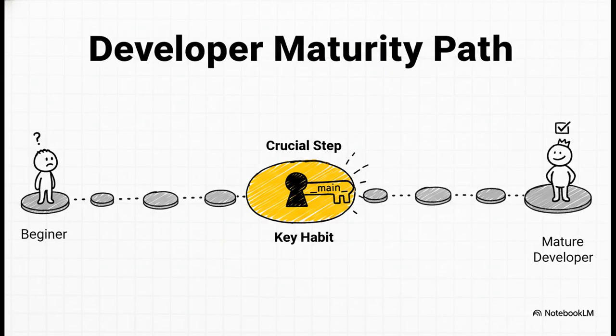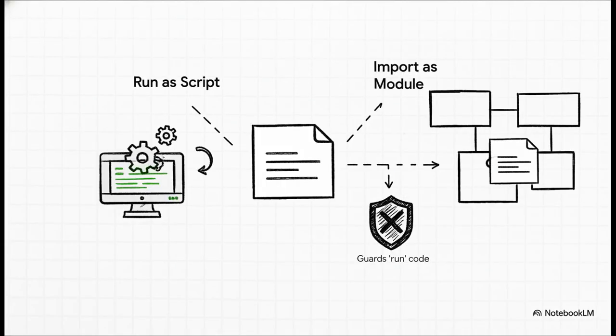All right, this next bit of code, if name equals main. I know, it might look a little weird if you're new to Python, but you have to trust me on this one. Seeing this line is one of the biggest clues that you're looking at code written by a mature, experienced developer. This little thing is called a main guard, and what it does is pretty cool. It lets the file have two different personalities.